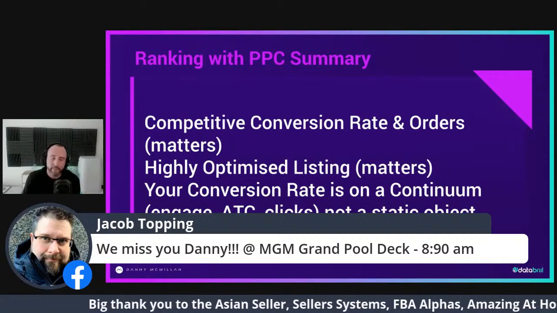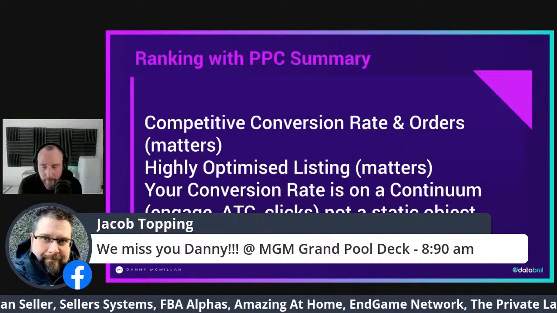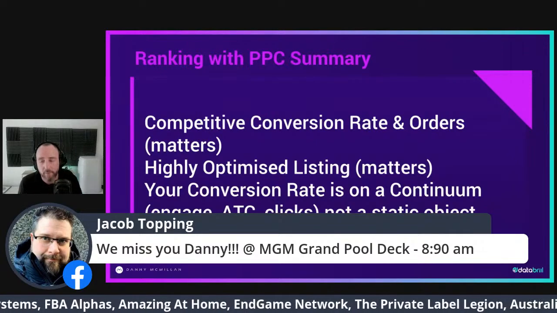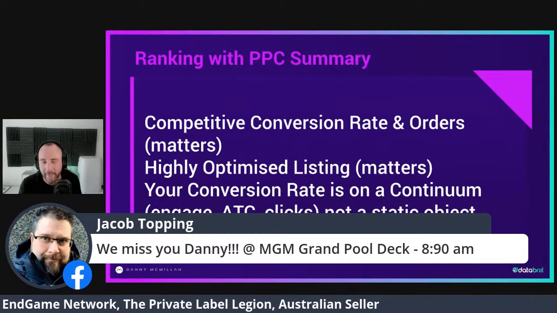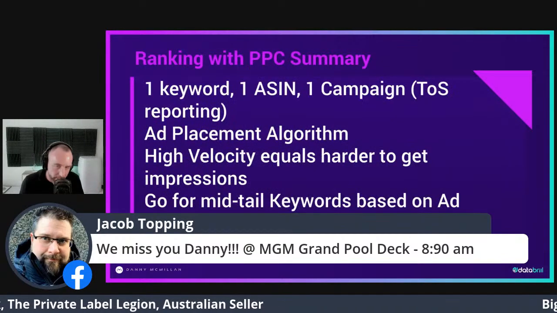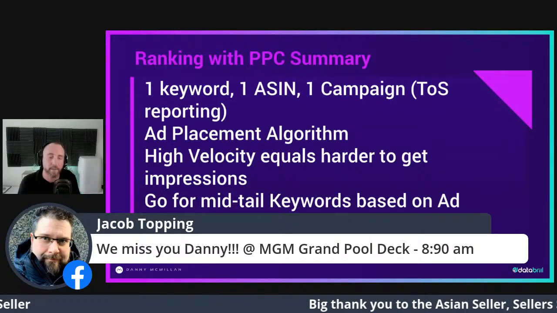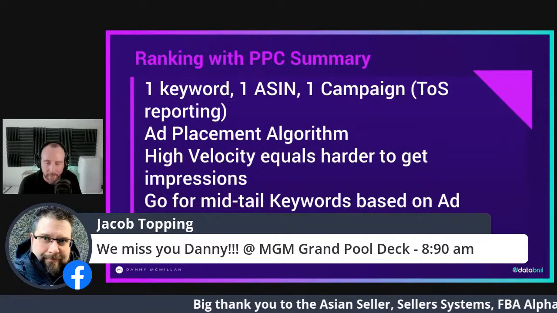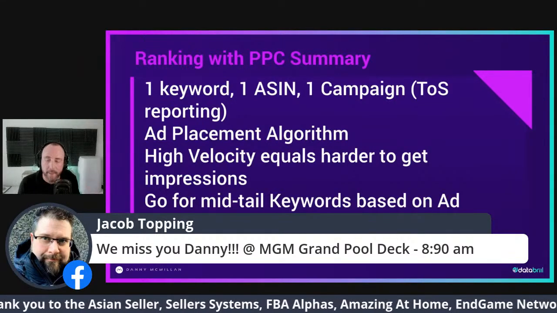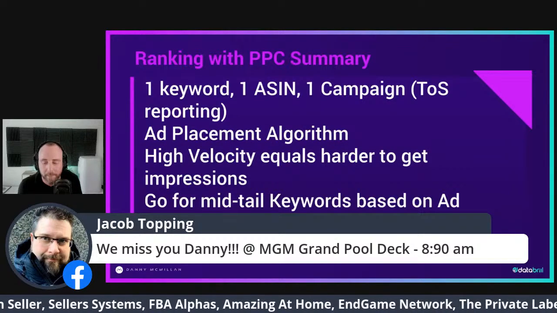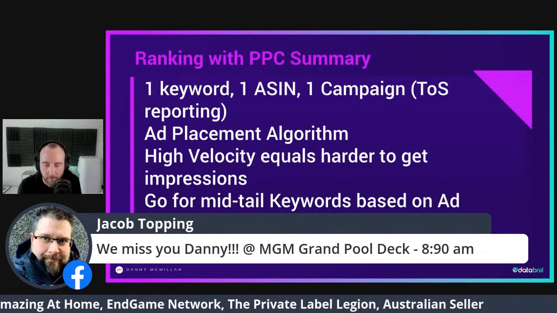So ranking with PPC in summary: competitive conversion rate and orders matter. A highly optimized listing, of course, really matters. Your conversion rate is on a continuum, which is engagement, add to cart, clicks, and is not a static object. When setting up a campaign, be one keyword, one ASIN, one campaign for top of search reporting. We're focused in and around the ad placement algorithm. High velocity equals harder to get impressions. Go for the mid-tail keywords based on ad placement position, and work out how is the best way to taper off for break even.